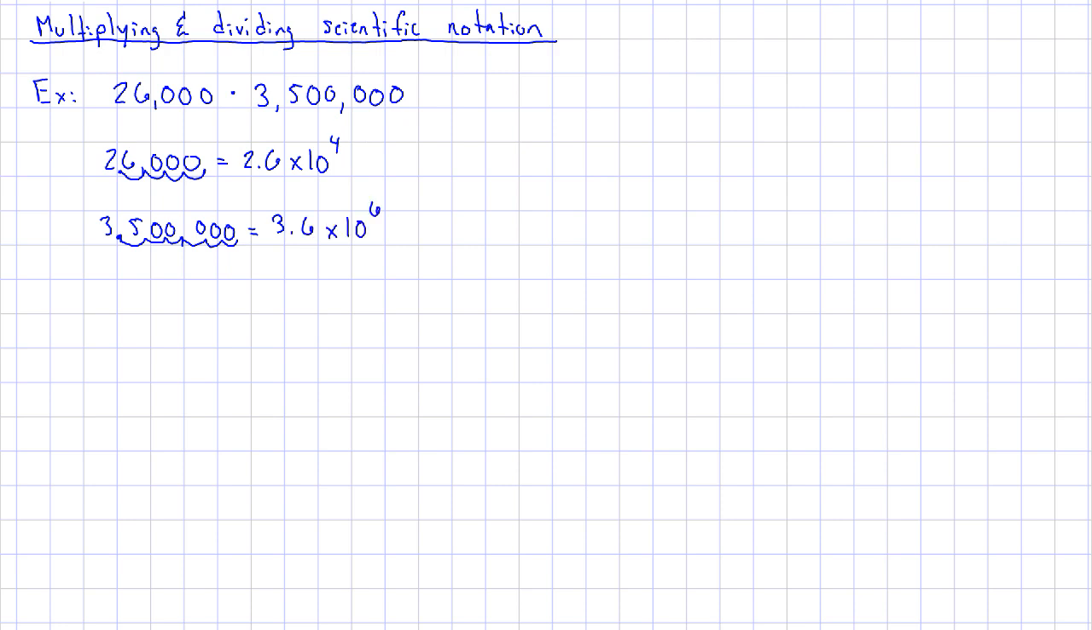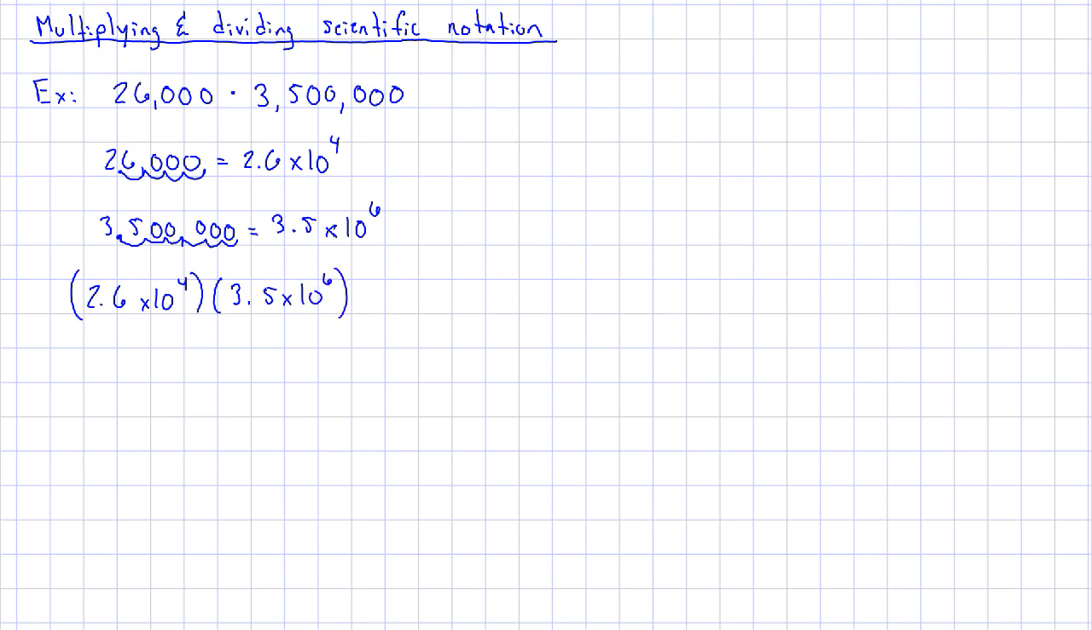Remember that when we have very large numbers, we have a positive exponent. So when I'm moving my decimal place to the left, I end up with a positive exponent. Very small numbers, very small decimals, give us a negative exponent. All right, so now I'm looking to multiply these two things together. So I have 2.6 times 10 to the 4th times 3.6. Oh, sorry, I have that wrong. It should be 3.5, yes? 3.5 times 10 to the 6th.